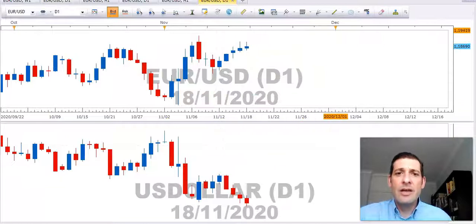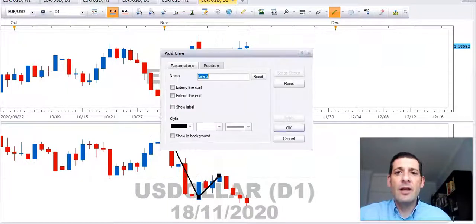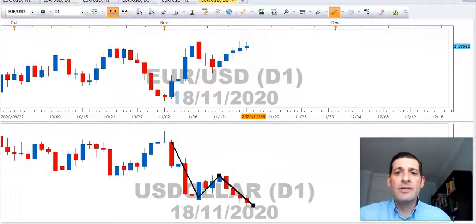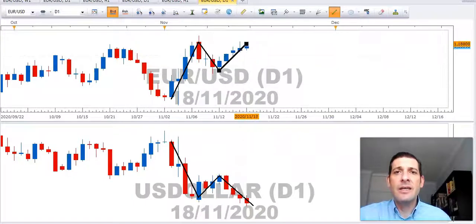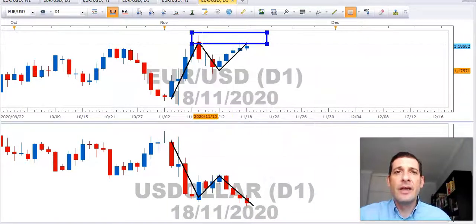Let's just take a look at this chart over here. What I want to show you is that the US dollar is moving down. It's got a lower peak followed by a lower trough. Okay, so the US dollar does have a downtrend on this daily chart. The Euro US dollar hasn't quite made the higher peak yet. So that's what we're going to be looking for in the coming days.